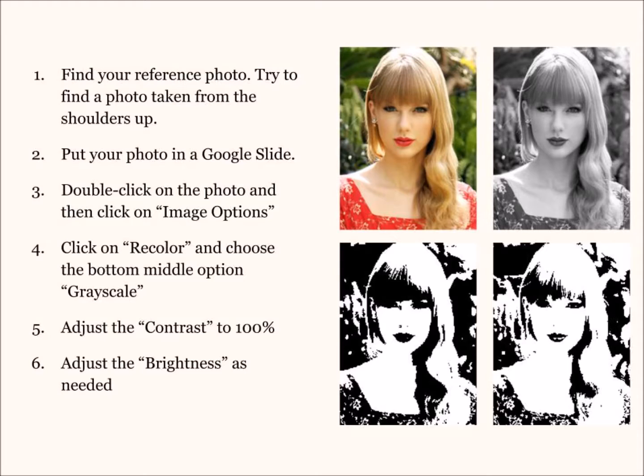Double click on the photo and there's a thing that says image options. So go ahead and click on that. Next, click on recolor and choose the bottom middle option, which is grayscale. After that, click on contrast and hype that up to 100%. And then go ahead and play with the brightness a little bit until it has a good balance of black and white space on the paper.